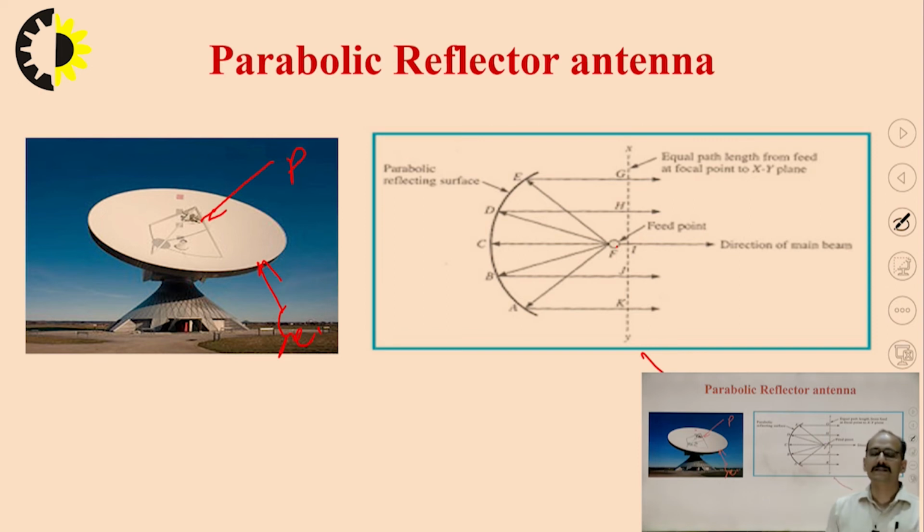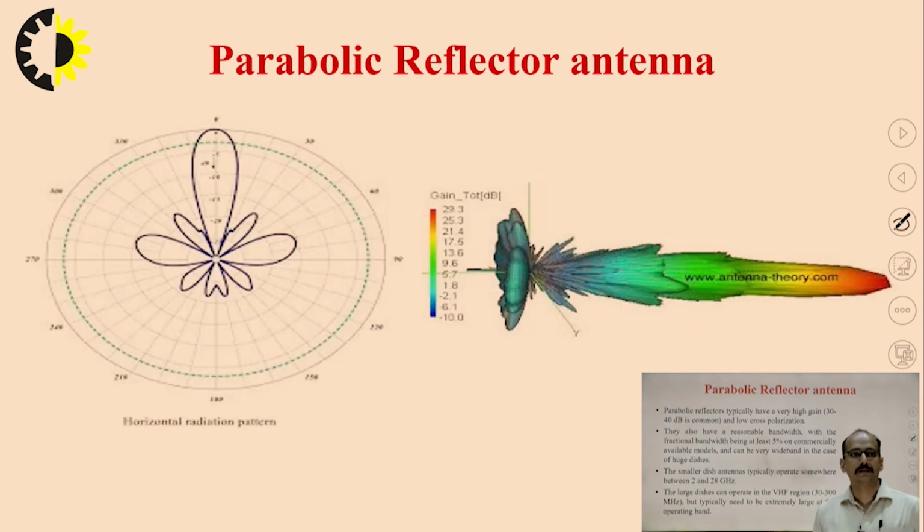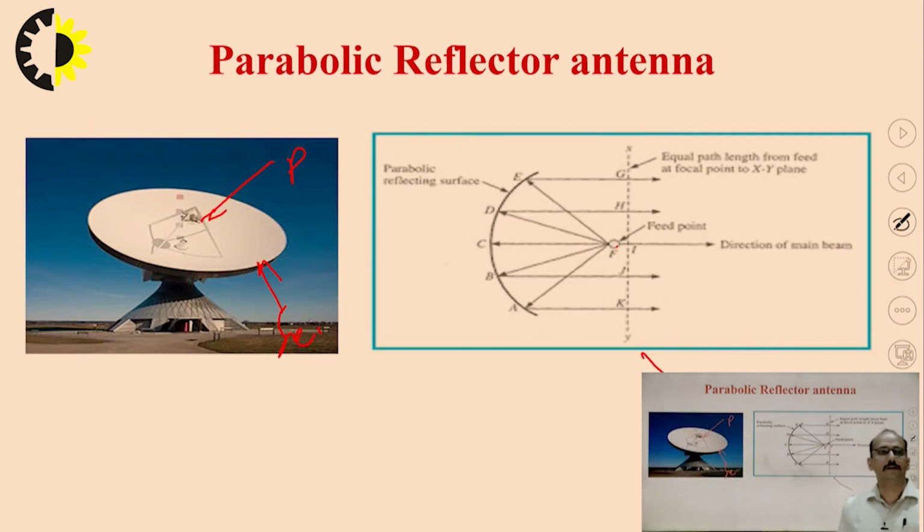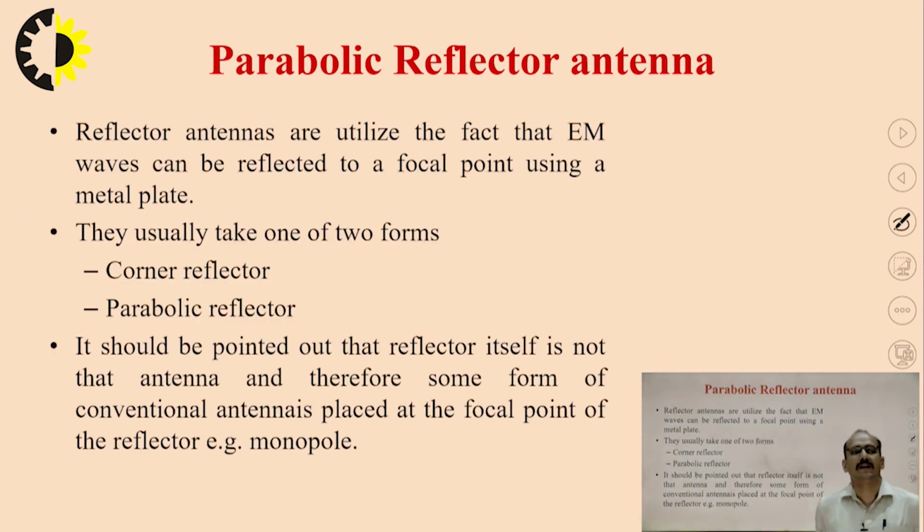That same concept is used in the antenna structure of the parabolic reflector antenna, and these parabolic reflector antennas create a very sharp beam, as you can see in this direction pattern. You can see one point very clearly: reflector antennas utilize the fact that EM waves can be reflected to a focal point using a metal plate.